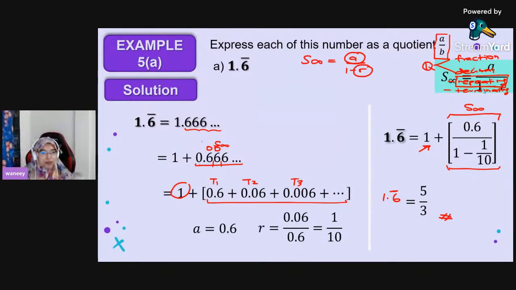Again, what do we need to do? Firstly, write down the number first. See which number is repeating and which number is not repeating. Make sure you separate them. This is the repeating part. This is the non-repeating part.